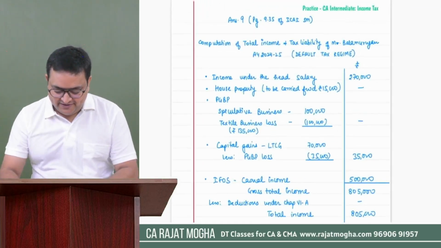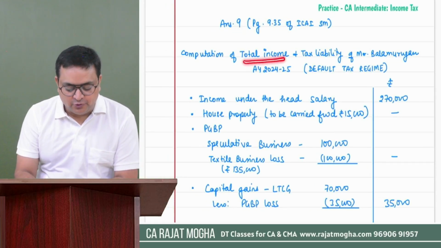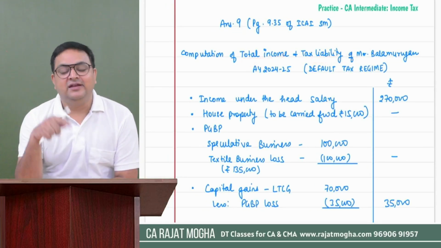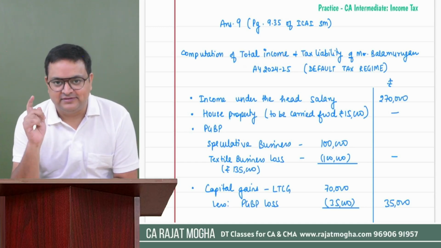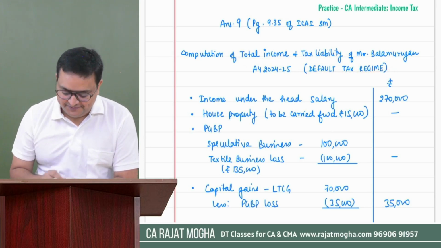Okay, so have you completed this question? So this is answer number 9, and we have to compute the total income and tax liability, and then we have to comment regarding the advance tax obligations. And here we are following the default tax regime.